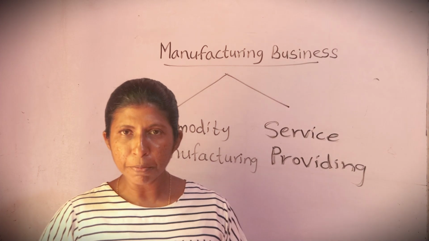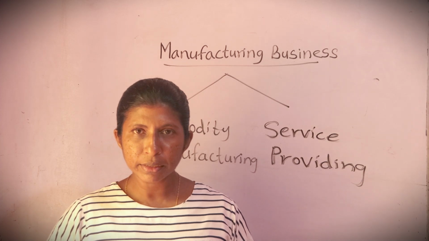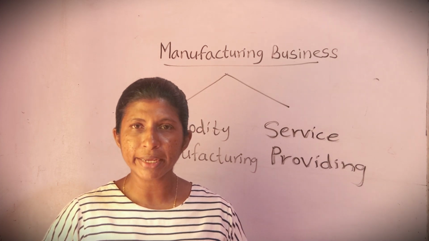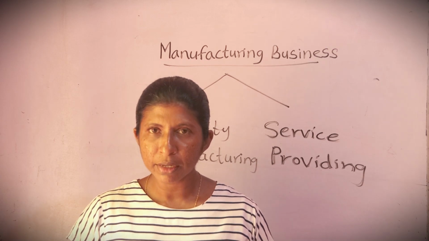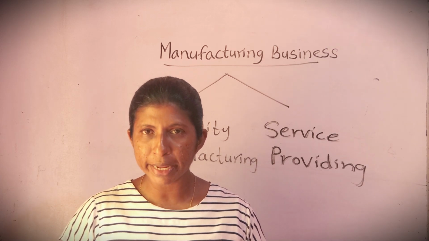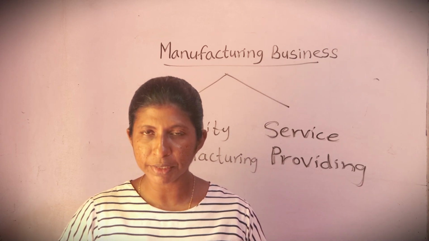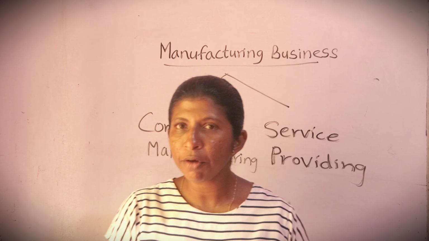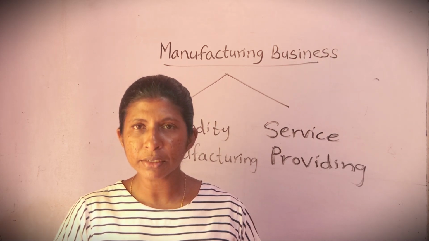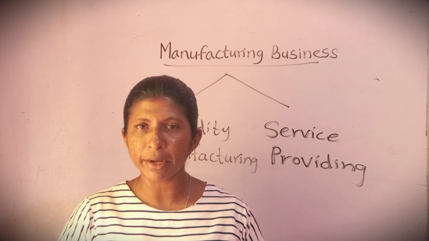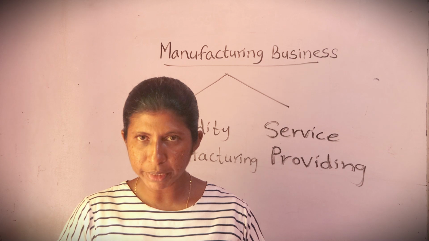As other examples, we can take insurance services, banking services, transportation services, retail and wholesale businesses as examples for services. Therefore, as a summary, businesses which are providing commodities are called manufacturing businesses.